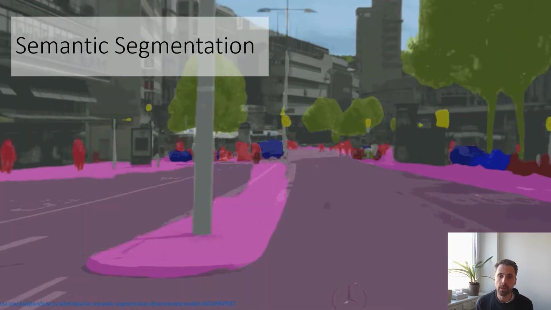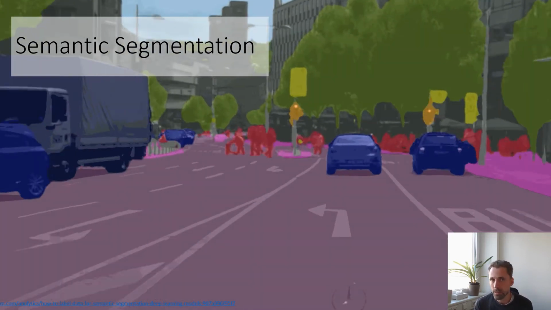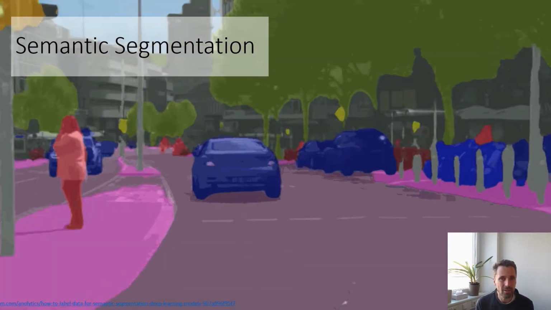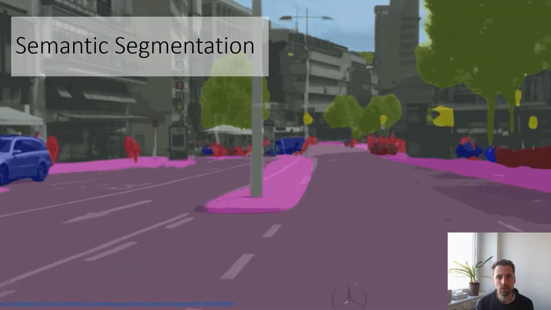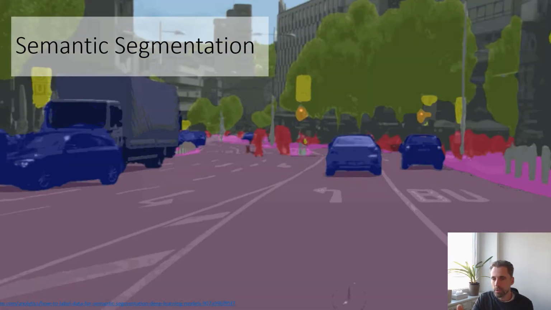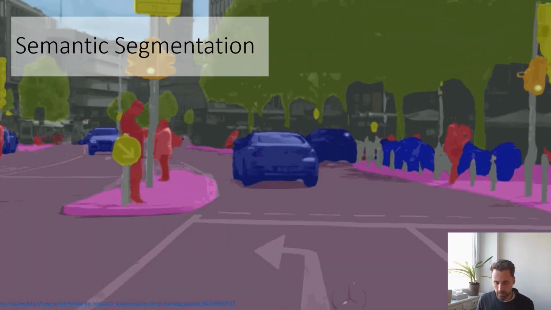So while in the beginning we classified whole images to contain cats and dogs, we now want to classify each input pixel as belonging to output classes such as the street or cars or pedestrians, buildings and trees and all these things.